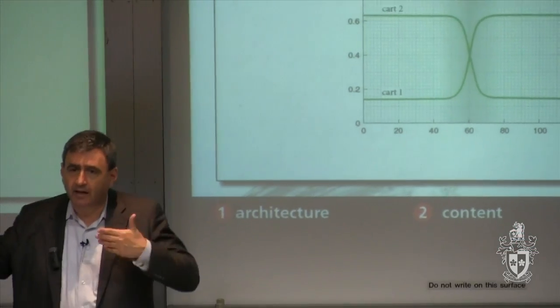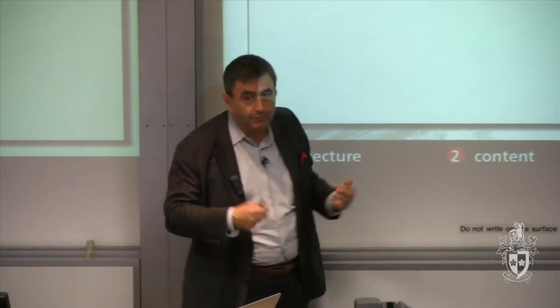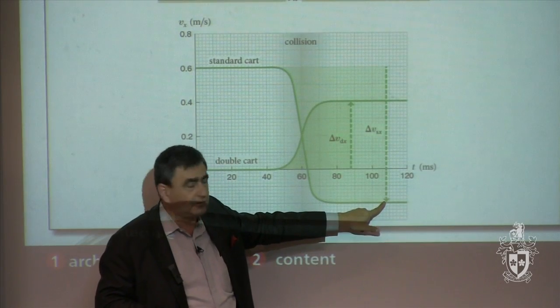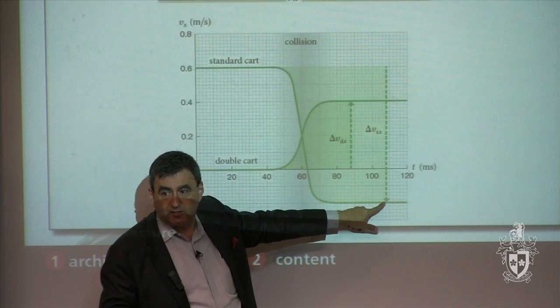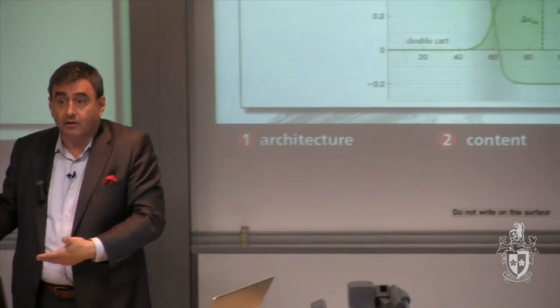Now, what if we have unequal carts? So we take a double cart, we glue two together, or we put a little bit of Velcro in between. And what happens is not that they swap velocity anymore. But what you find is that the double cart has a change in velocity, or speed I should say, that is half the change in speed of the single cart. And if you take three carts, you would find it's a third.